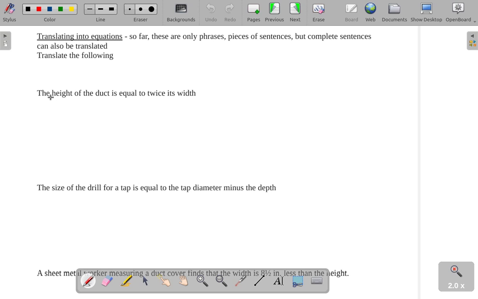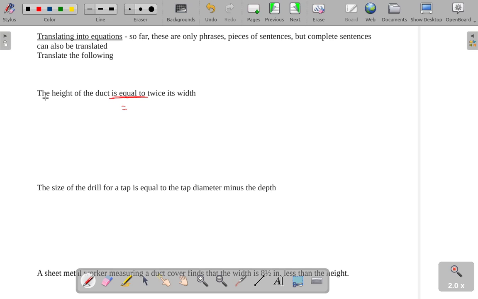And when you're talking about it being written out in English, that's when you have a full sentence. So the height of the duct is equal to twice the width. You can see is equal to. There's that is equal to, that's going to be an equal sign. That's how we know that we're going to be dealing with a full equation here.